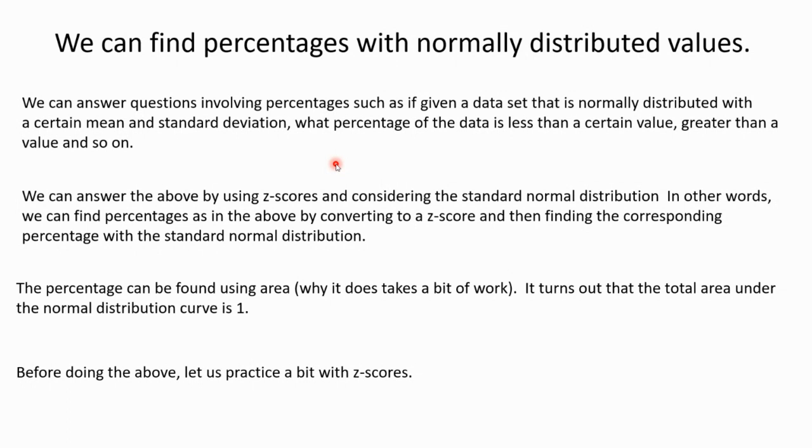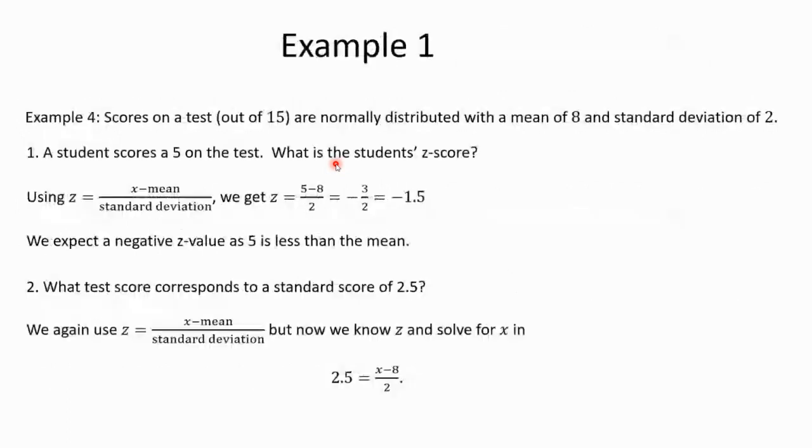But before we do that, let's mess around with z-scores, just for practice. Let's suppose we had a test where the scores were out of 15, and they're normally distributed with a mean of 8 and standard deviation 2. If a student got a 5 on that test, what would the z-score be?